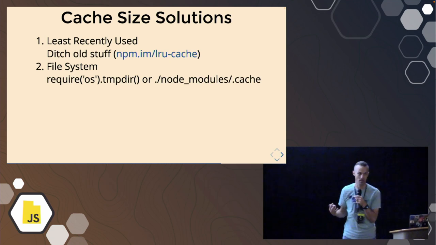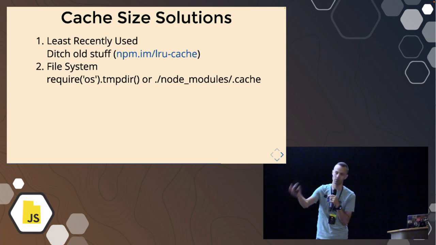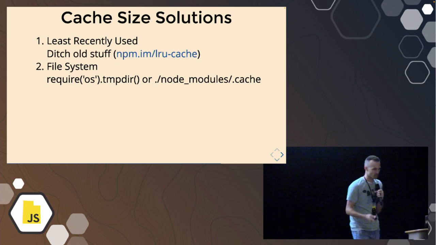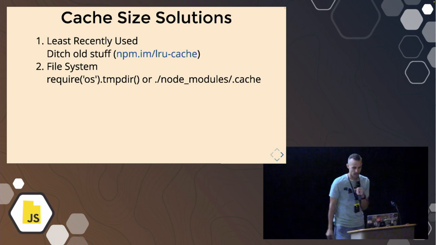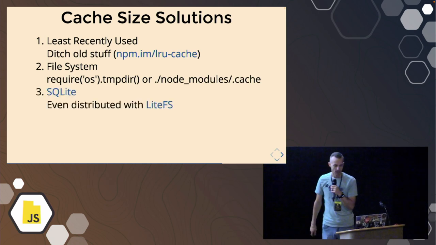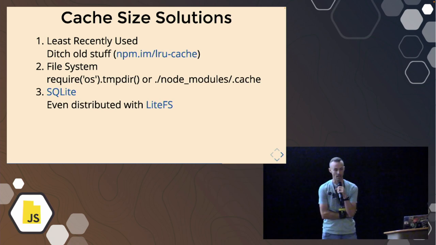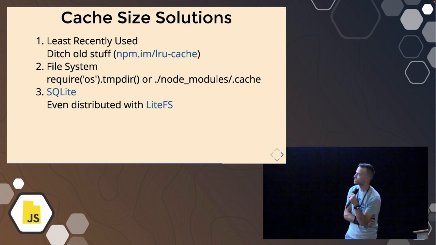But file system is often a lot faster than talking to an API that takes 500 milliseconds to come back. And so you can just write stuff to disk, and that works pretty well as well. And then you can get into databases. So on my website, I cache everything in SQLite, and it's awesome.